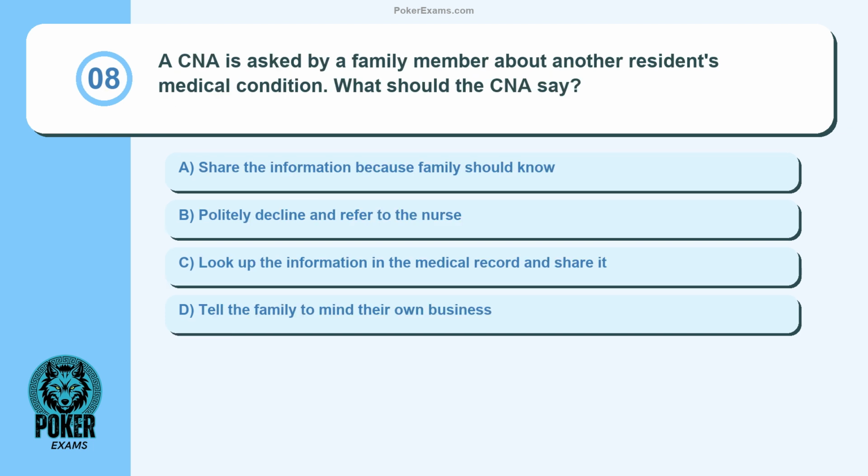Question 8. A CNA is asked by a family member about another resident's medical condition. What should the CNA say? Share the information because family should know. Politely decline and refer to the nurse. Look up the information in the medical record and share it. Tell the family to mind their own business.